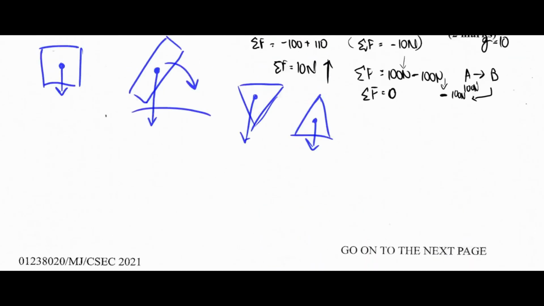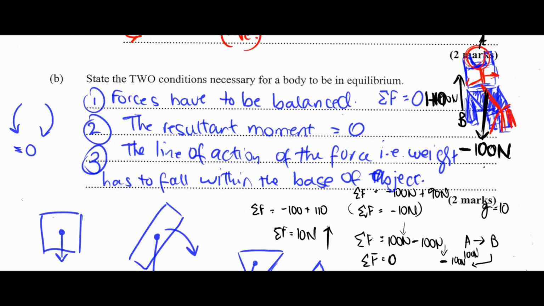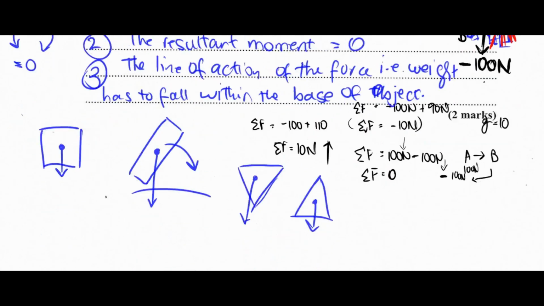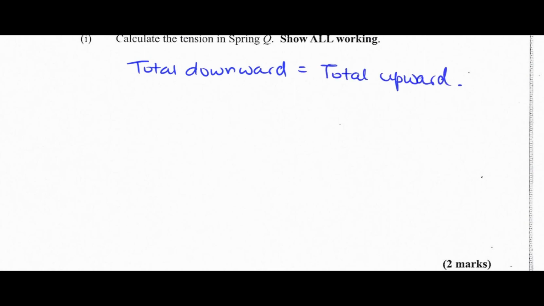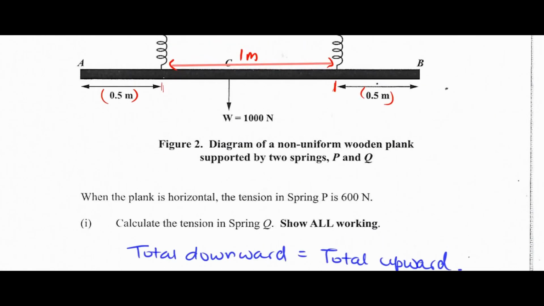So basically, seeing that the object is in equilibrium, the forces have to be balanced. So that means the total upward force has to be equal to the total downward force, right? So if that's true, total downward, let's write that first, is equal to the total upward, we can actually find out a few things. The total downward force is produced by W, right? That's the only thing producing a downward force, and that's equal to 1000 newtons.